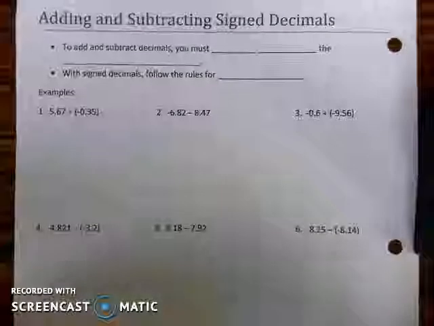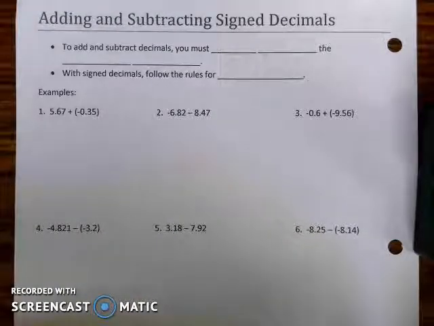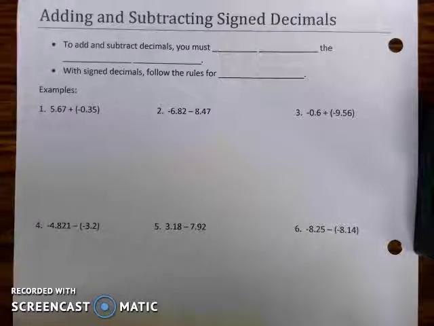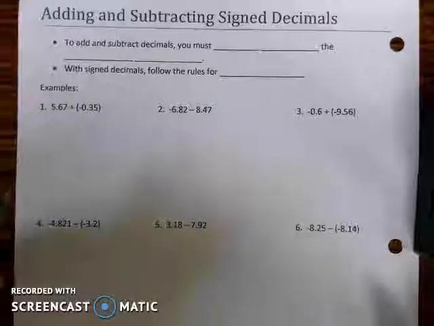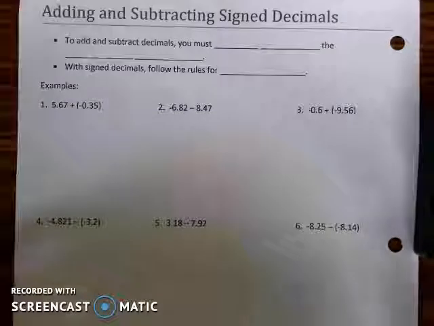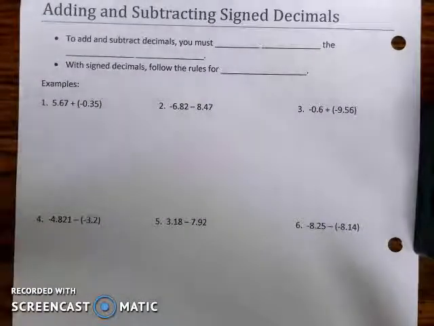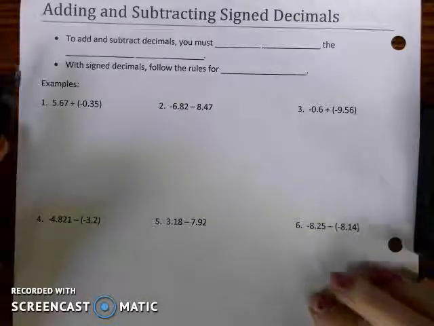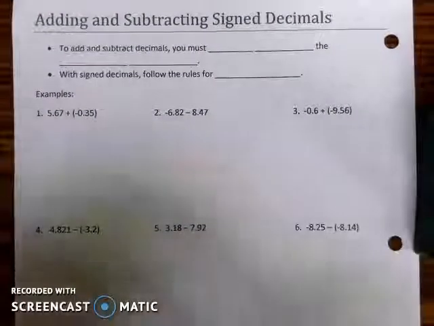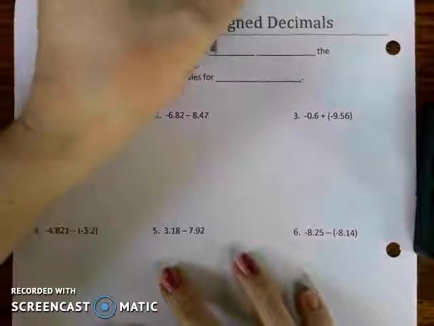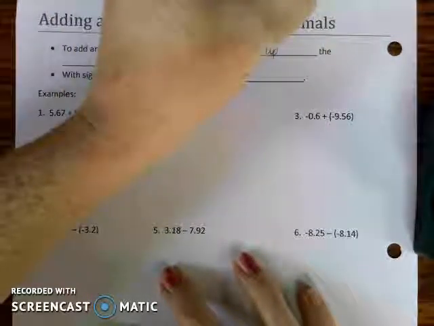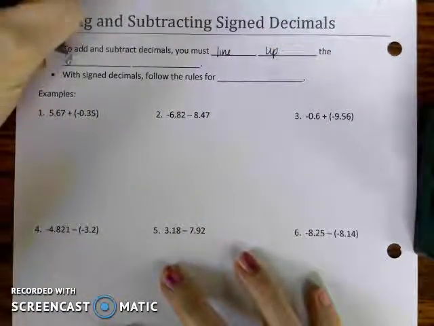Hey guys, today we're going to be talking about adding and subtracting signed decimals. We're just going to combine what we know about adding and subtracting regular decimals, just positive decimals, with our integer rules. So a little review: to add and subtract decimals, you must line up the decimal points.